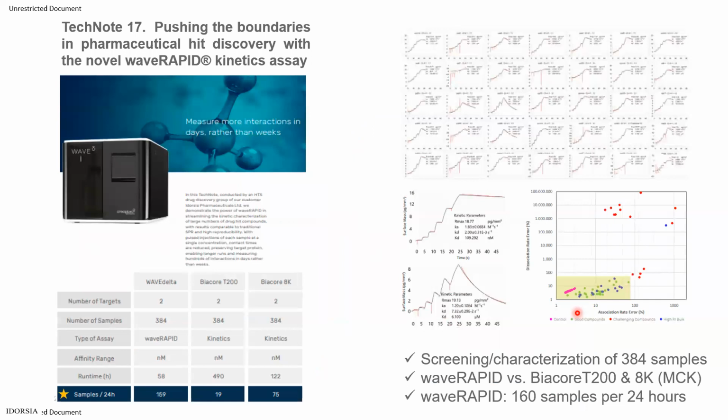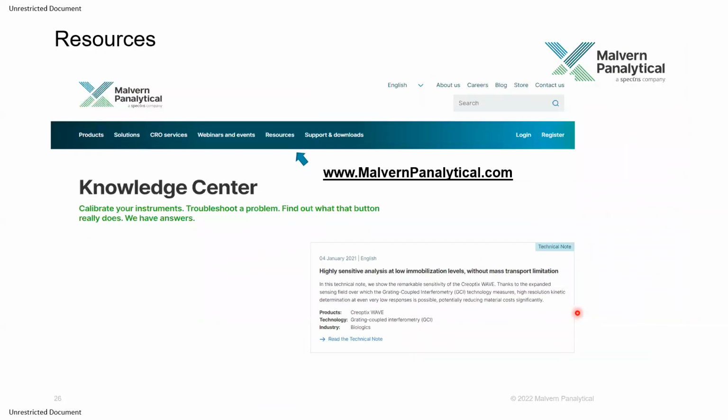The last thing is just tech notes. If you're ever interested in learning more about how to use WAVE RAPID or want to look at more data sets, we have a lot of these resources available on our website, which is malvernpanalytical.com. All you need to do is go to our knowledge center and key in the appropriate instrument. In this case, you will key in GCI, which stands for gradient coupled interferometry, and you will have a whole list of technical notes and app notes.